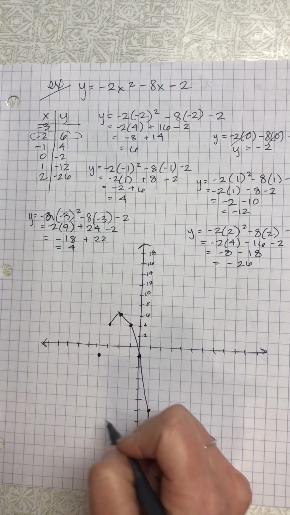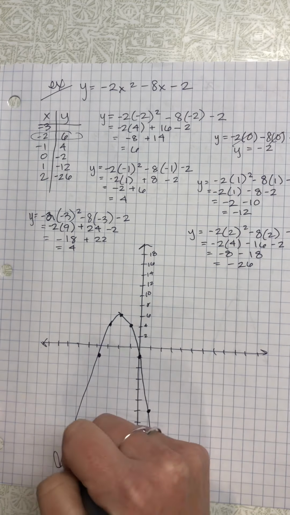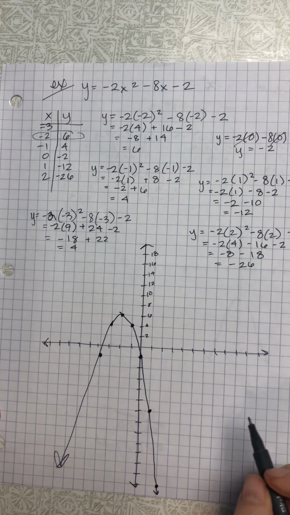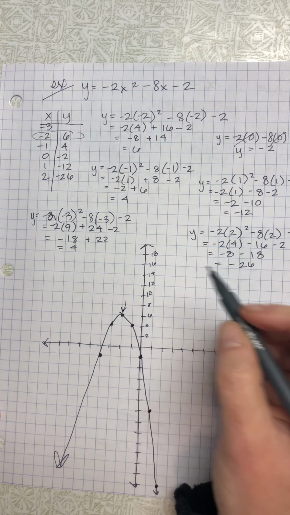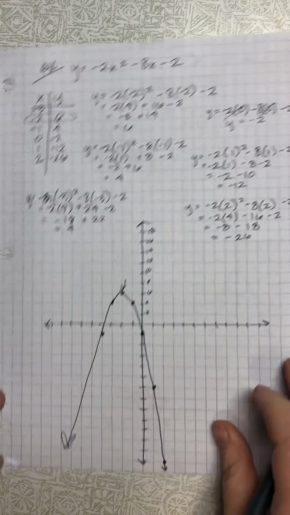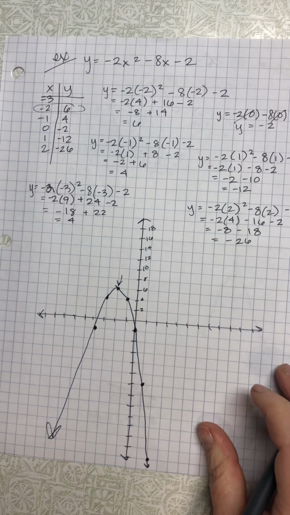Let's see. Okay, we don't even have to plot the points. We need to make sure that we have the vertex so that we can show the parabola. This one was facing down.